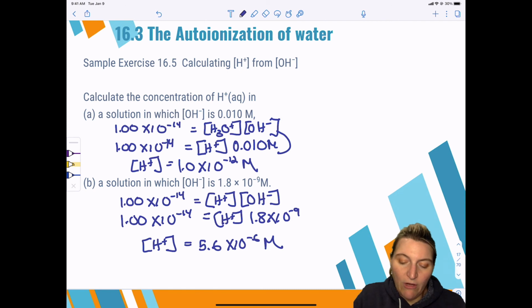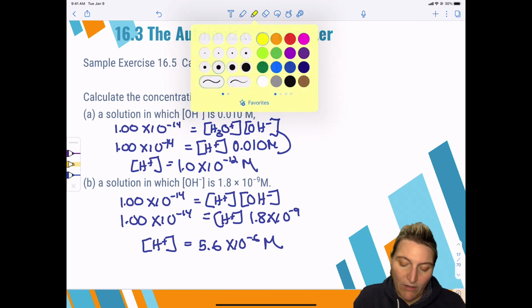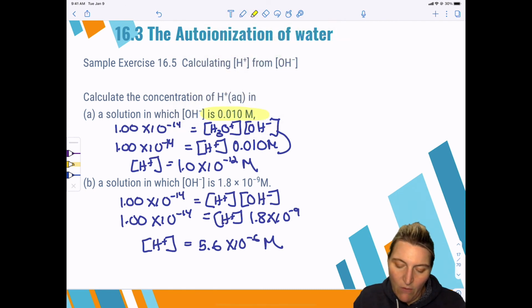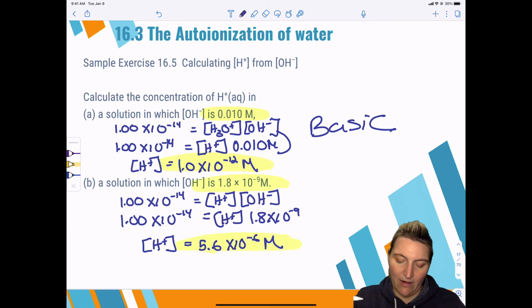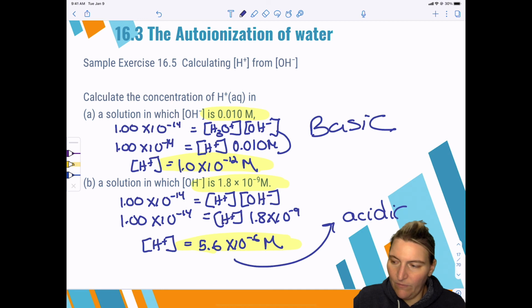So now look at which one is bigger. Here's the concentration of the OH minus. Here's the concentration of the H plus. Which one is bigger? The OH minus. So this first solution would be basic. And the second example, which one is bigger, the concentration of the OH minus or the concentration of the H plus? That can get tricky because we're dealing with negative exponents in scientific notation, so don't mess that up. But this number is actually the larger number. So this is an acidic solution.